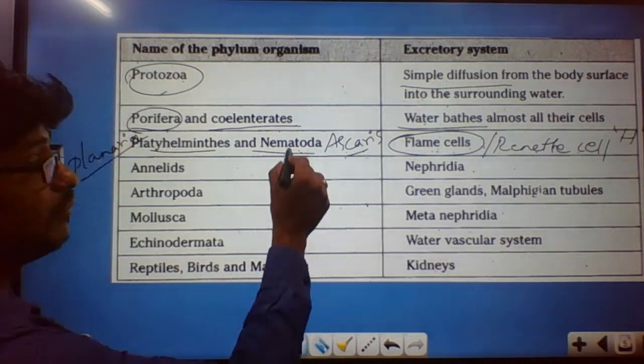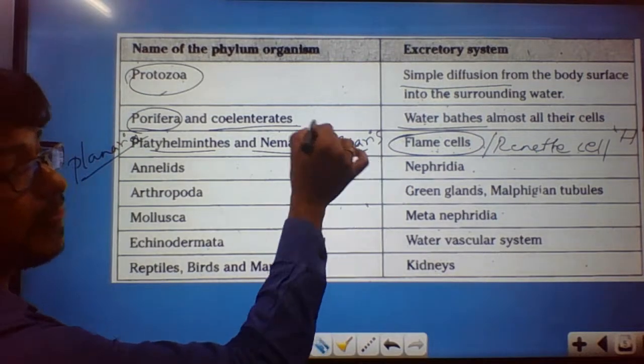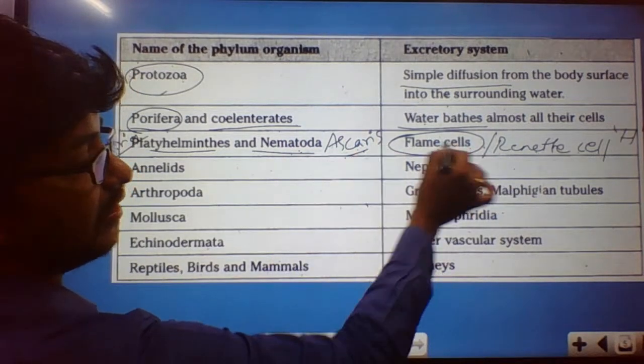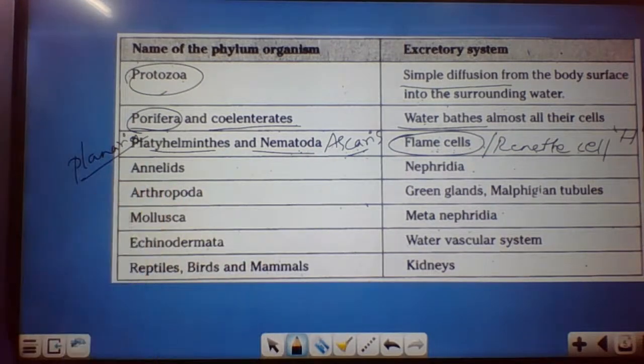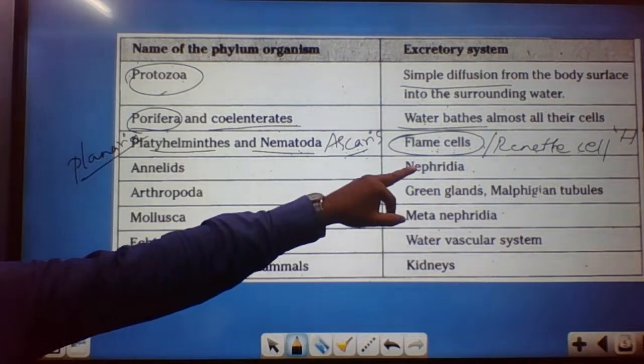So in the same way, for nematodes, for Ascaris, when you know it, you can correctly match it with the option: the flame cells or the Renette cells. Annelids, the same way. You take the annelids also, and you can go with the nephridia.